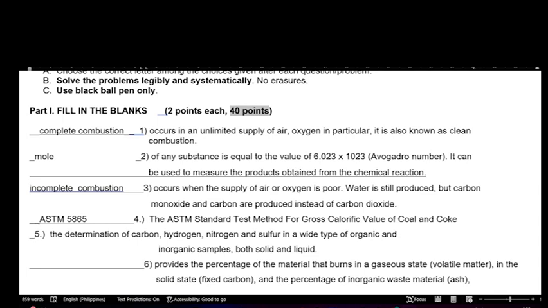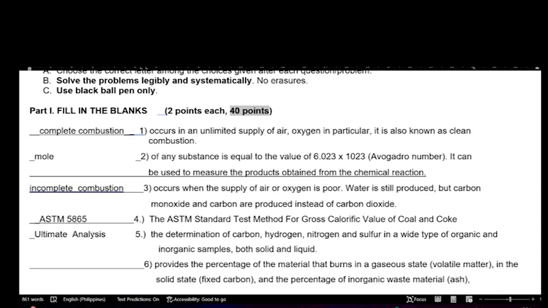Number 5, tahimik lang. The determination of carbon, hydrogen, nitrogen, and sulfur in a wide type of organic and inorganic samples, both solid and liquid. Ano number ba tayo? Ultimate, ultimate. Approximate yung mga pang ano yun, sa percentage yun. Approximate percentage yun.